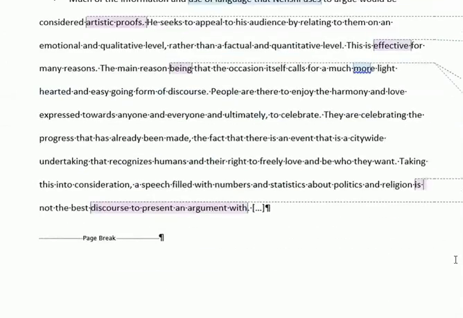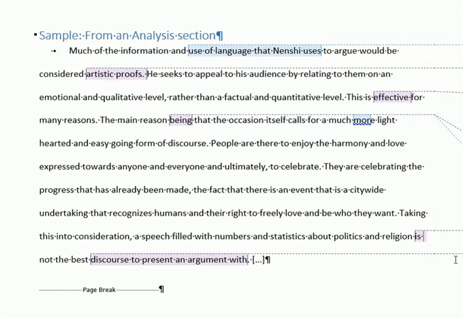All right. Also looking for argument content errors in here. Here's a common problem: the use of a comparative word like more or better or less without a full comparison within the sentence. Look at the sentence here. "The main reason being that the occasion itself calls for a much more lighthearted and easygoing form of discourse." The question is, more than what? No other type of occasion is mentioned here. And so take out the comparison word and just say the occasion itself calls for a lighthearted form. Okay, then you don't have to complete a comparison because you're not making one, you're just describing it.